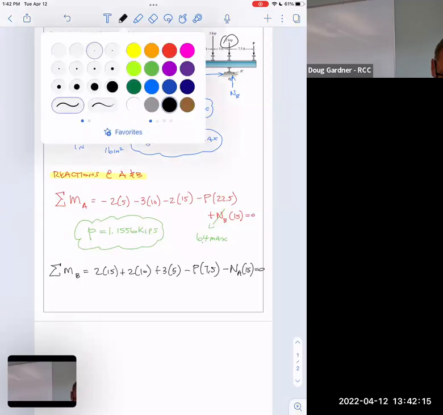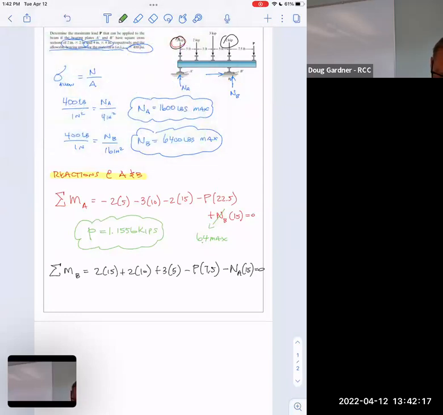So if I throw in my value for A, my 1.6 kips max for A, then I get a value for P of 5.4667 kips.